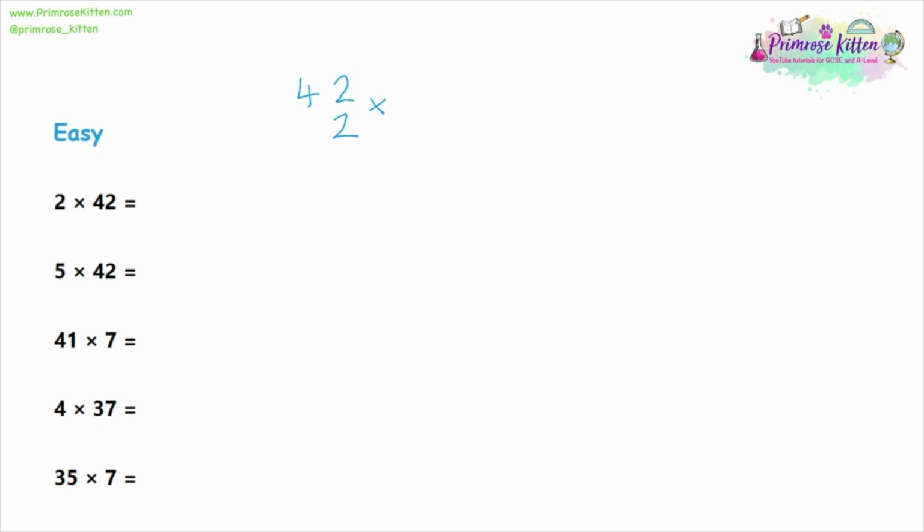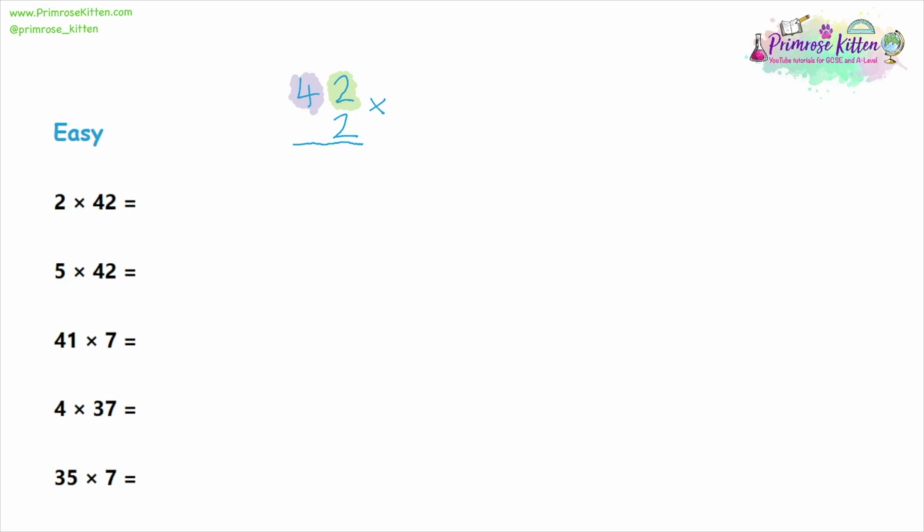Another tip is that when you rule off, just rule off one line, don't put one at the bottom. The reason for this will come when we move on to the medium questions. Now, the difference between column multiplication and column addition and subtraction is that you're multiplying every number by every other number. So multiplying by 2, we're not just multiplying the 2 units by 2, but we are also multiplying the 4 tens by 2 as well.